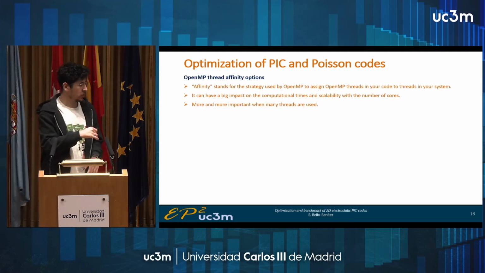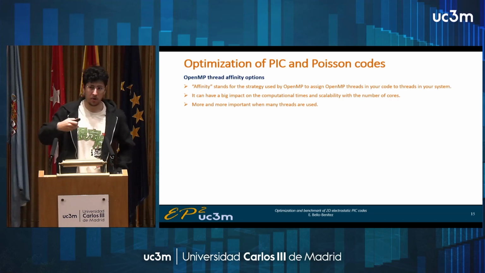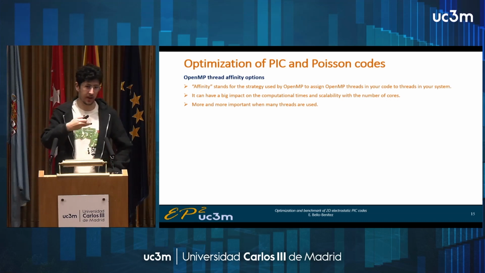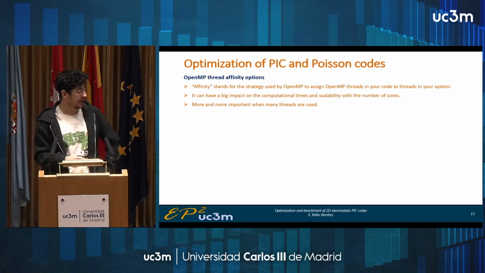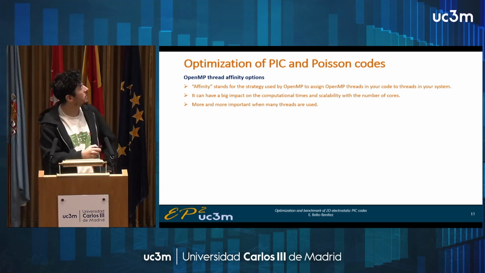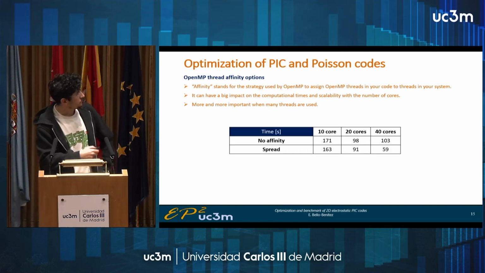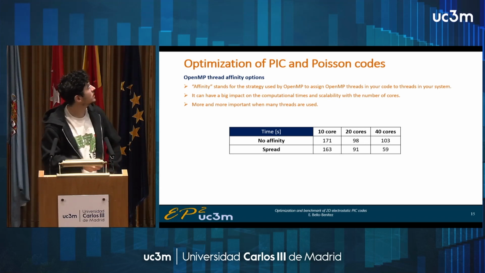And finally, to end with this part, we have the options of OpenMP itself, okay, the tool that we use to parallelize, okay? And I found that it is very important to define an affinity, okay? Affinity means to define a strategy on how OpenMP assigns the OpenMP threads in your code to the threads in your system, okay? So at the end, what I see is a significant improvement, mainly in the scalability, okay? This difference becomes bigger as the number of cores increases, between defining no affinity and defining a certain affinity, okay? I'm not going to enter into the details.